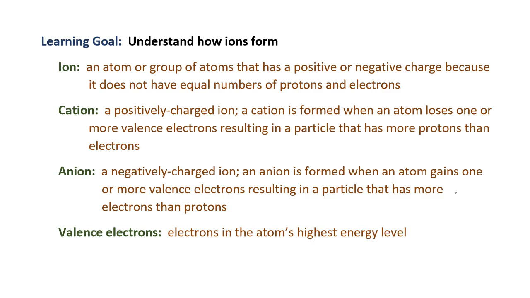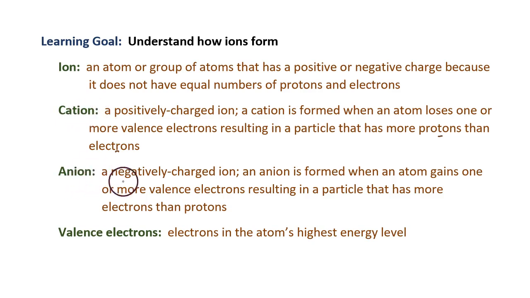There are two types of ions. The first is a cation. This is a positively charged ion. A cation is formed when an atom loses one or more valence electrons, resulting in a particle that has more protons than electrons. Protons are the positively charged particles. Electrons are the negatively charged particles. If there are more of the positively charged than the negatively charged particles, then the atom will have a positive charge, and it is called a cation.